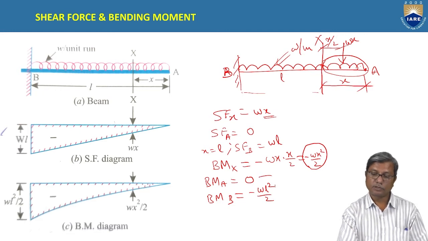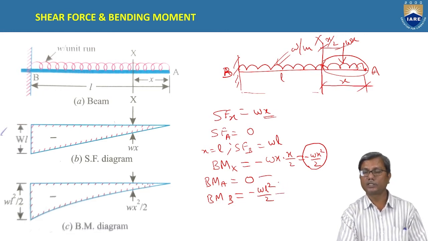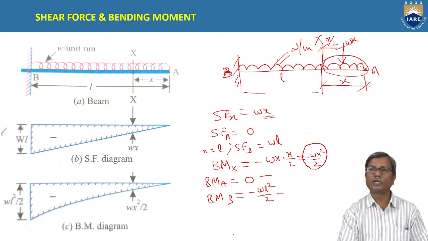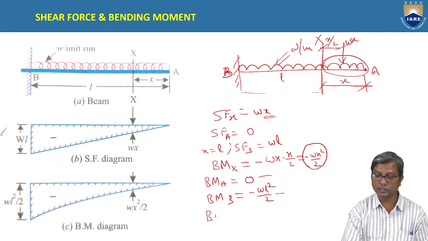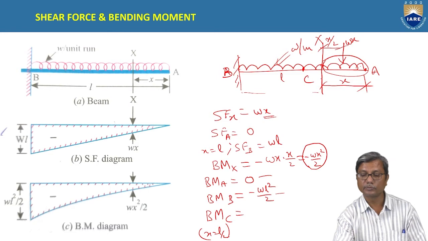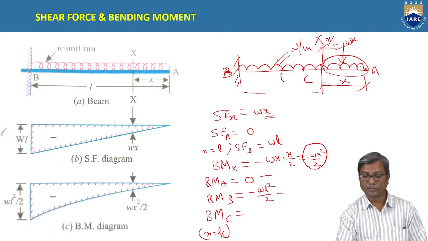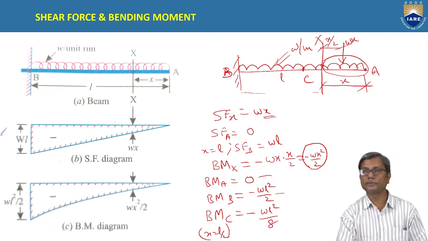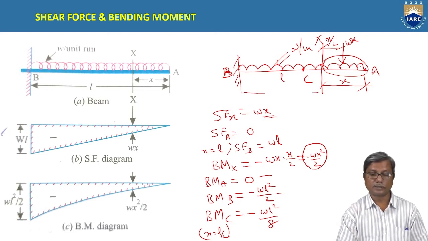So when it is a parabola, we cannot draw the curve with 2 end points. So we find one more point in between, that is at the middle, at x equal to L by 2, at C, the midpoint of the beam. At x equal to L by 2, what is the bending moment? It is minus WL square by 8. Now we will plot the diagram.